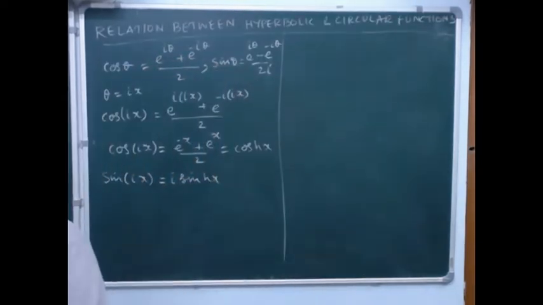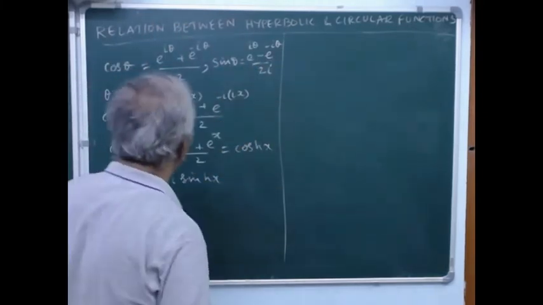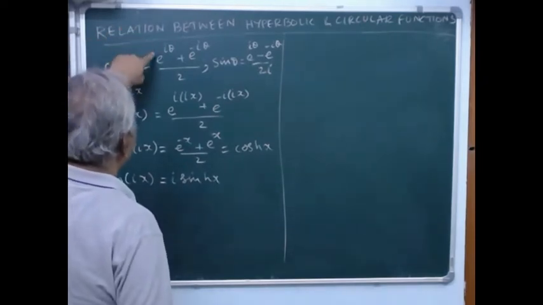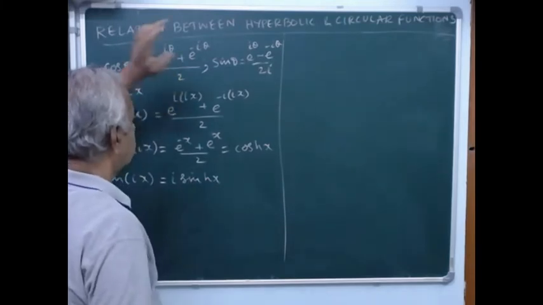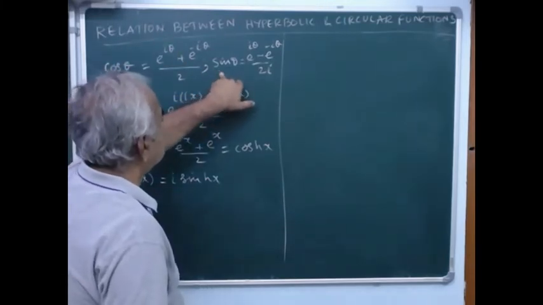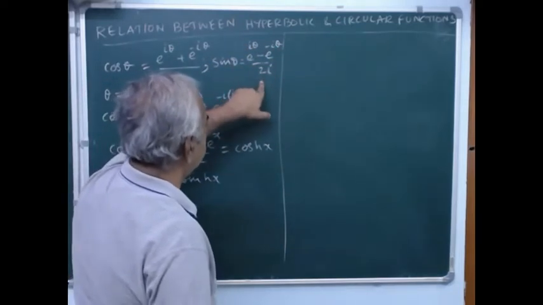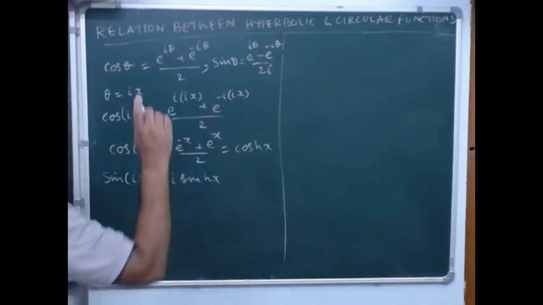We can also establish a relation between hyperbolic functions and circular functions. We know cos theta is equal to e power i theta plus e power minus i theta, whole divided by 2, according to the circular function. And sin theta is equal to e power i theta minus e power minus i theta, whole divided by 2i. These have been discussed in detail in Euler's formula also.